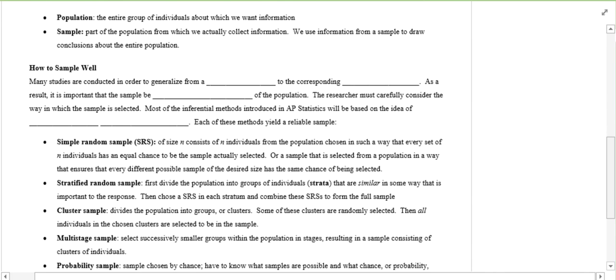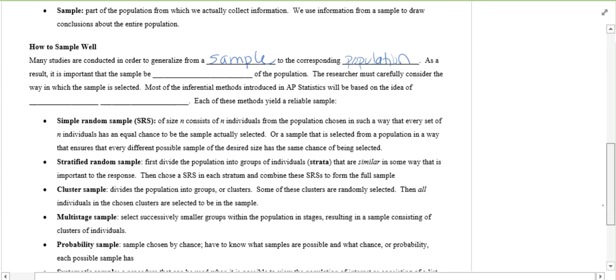Many studies are conducted in order to generalize from a sample to the corresponding population. As a result, it is important that the sample be representative of the population. So this is what we are going to spend a lot of time probably discussing and analyzing. We want it to be representative of the population.